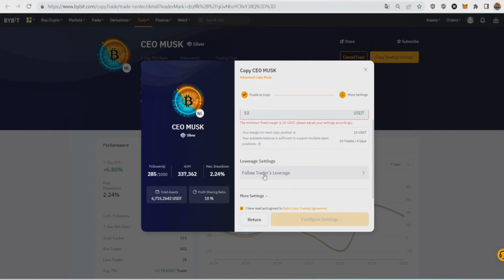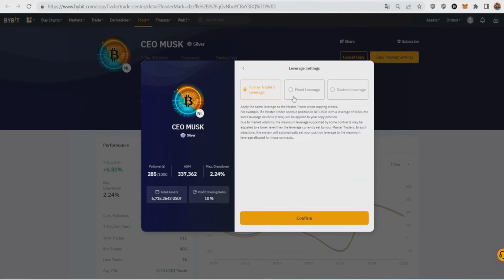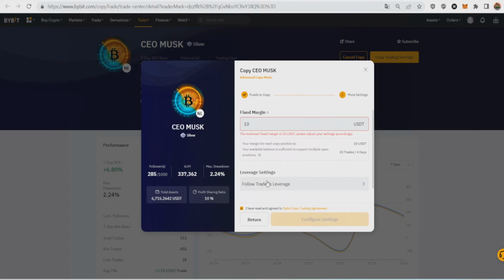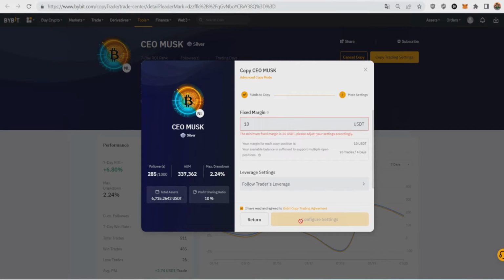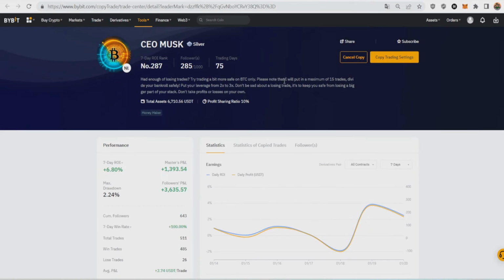Then the next step is just to pick followers' trade leverage. At one point you might want to change this, because let's say the chosen master you have is using 10x leverage all the time and you're not really sure, then you can pick fixed and put it at like 3 or 4 just to test if it's really good. But most of the time I would just put followers' trade leverage, and then just confirm your settings and you will be following your master trader.